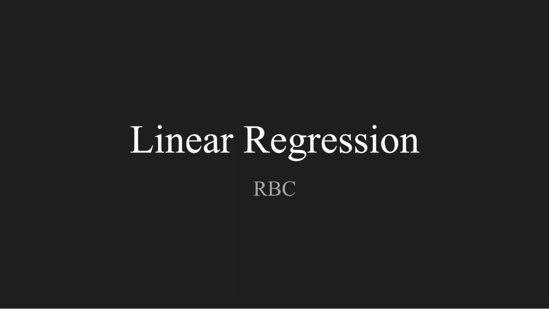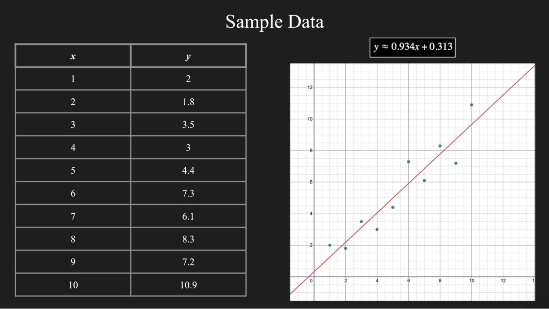Before we get to the coding, let's have a look at our sample data. Here we have the number of sauces used in a sandwich on the x-axis, and the taste value of said sandwich on the y-axis. According to Desmos, the graphing calculator I used, the best fit line is 0.924x plus 0.313. With this in mind, let's get on with the coding.